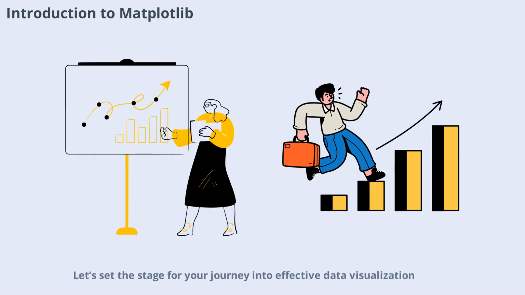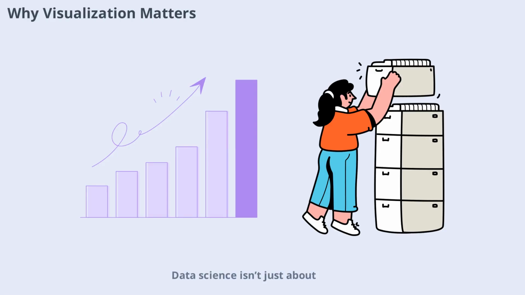Let's set the stage for your journey into effective data visualization, starting with the basics and building up to more advanced techniques. Data science isn't just about crunching numbers, it's about communicating insights. Visualization bridges the gap between raw data and actionable understanding. With Matplotlib, you can transform complex datasets into visual stories that highlight patterns, outliers, and relationships. This makes it easier for both technical and non-technical audiences to grasp your findings. Throughout this video, we'll see how Matplotlib empowers you to make your data speak, turning numbers into narratives that drive decisions.